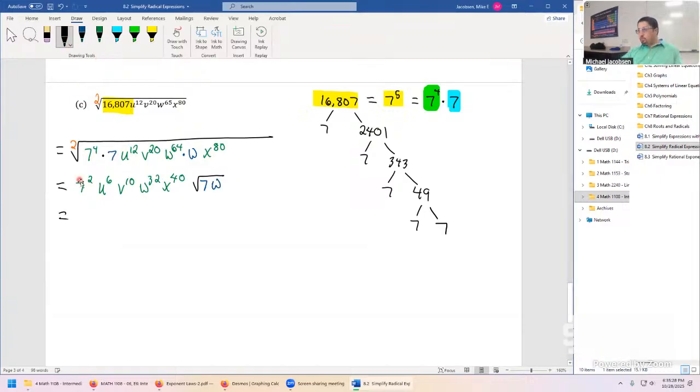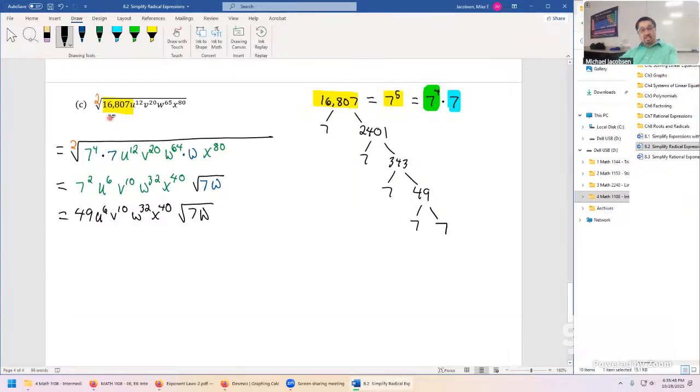Last step is just to rewrite 49 here, so nothing major. It's 49 u to the power 6 v to the power 10 w to the power 32 x to the power 40 times the square root of 7w. At this stage, the problem is over.